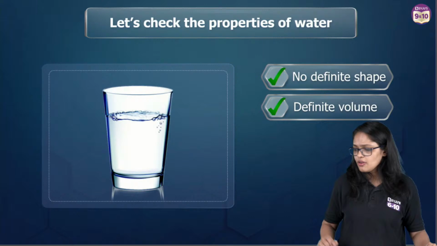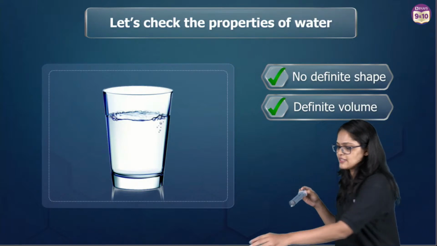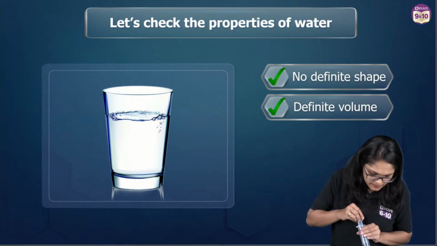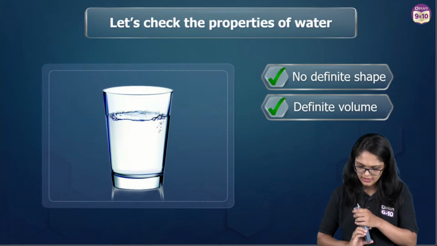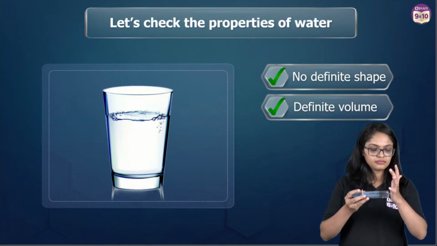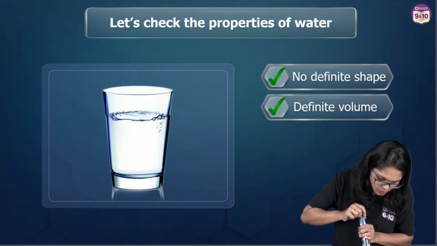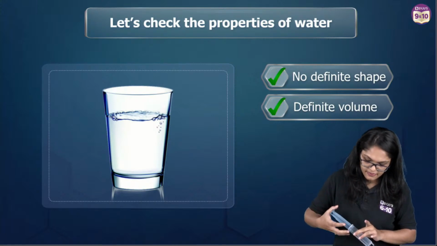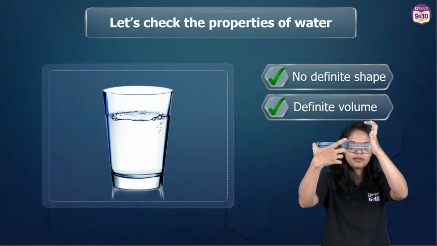Fine. So for the next characteristic, I have a syringe here. Let me take some water. There's some gas in this, let me remove that. I have water. Let me take some more water. Okay, so I have a syringe full of water. Can you see? Yes.